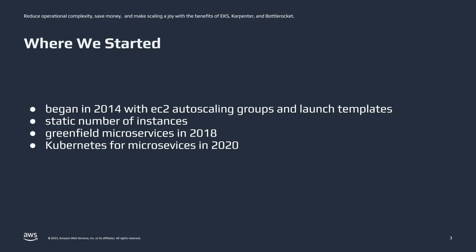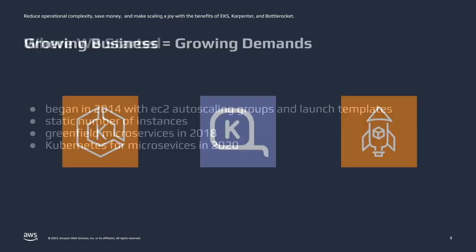Like a lot of startups, Cordial started simple. The app began with a monolithic code base and all the components running in EC2 autoscaling groups. We then developed some greenfield microservices and began to run those in Elastic Beanstalk in 2018, moved over to ECS in 2019, and finally to Kubernetes with much success in 2020. At the same time, that original core application continued to run in EC2 autoscaling groups with a static count of instances.